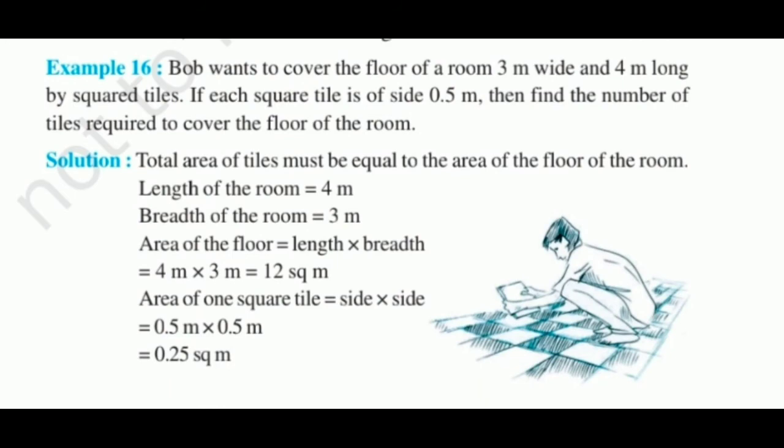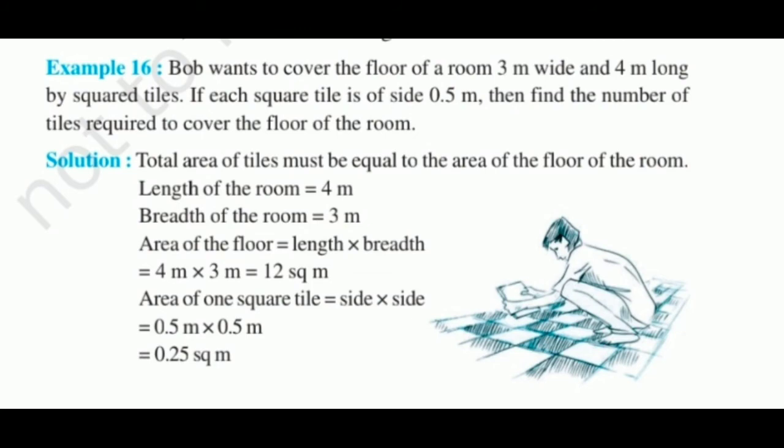Next example is Bo wants to cover the floor of a room which is 3 meter wide and 4 meter long by square tiles. If each square tile is of side 0.5 meter, then find the number of tiles required to cover the floor of the room. So solution will be like this.